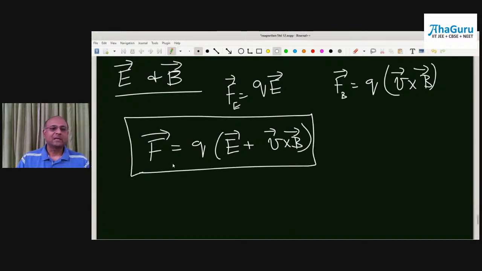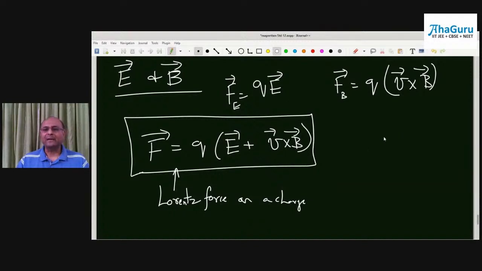This is just telling us that a charge is going to have a force because of the electric field as well as the magnetic field, and therefore the forces just simply add up. So this is called the Lorentz force on a charge in the presence of E and B. Q times E plus V cross B is Q times E plus Q times V cross B, just superposition, simply add the two up. So I hope this is clear.